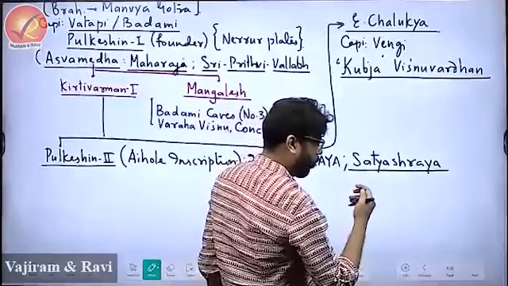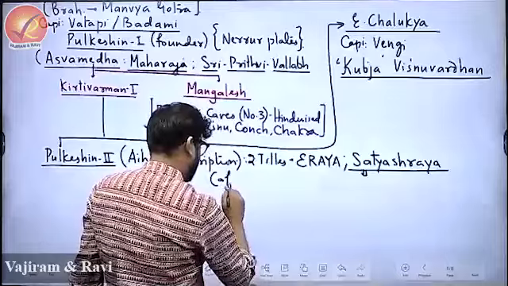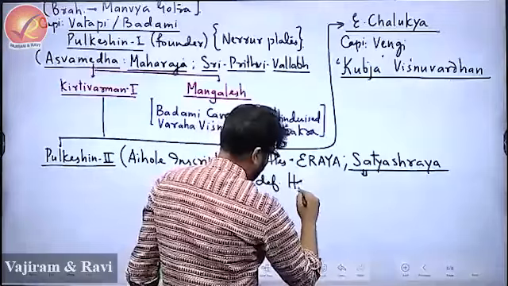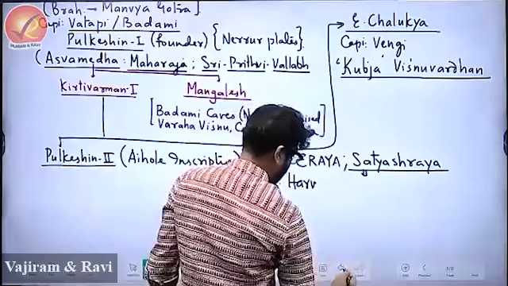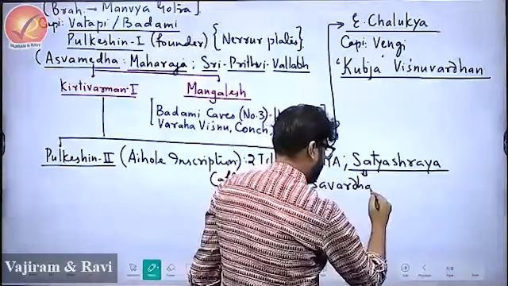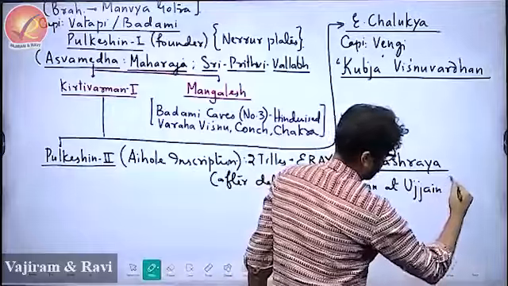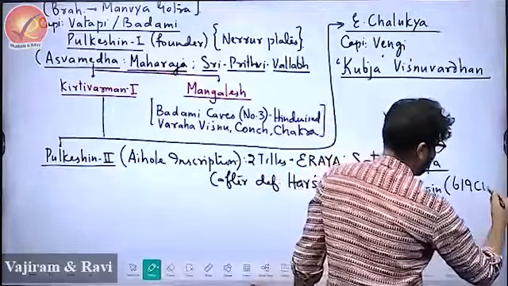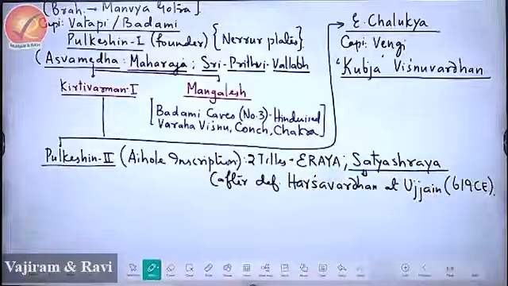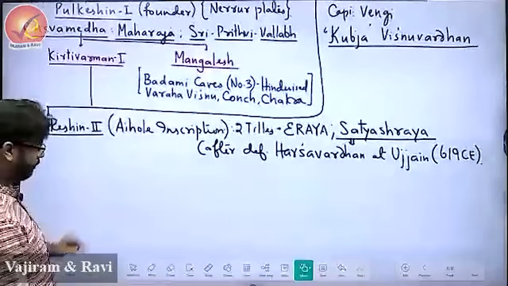Satyashraya, upholder of truth. He takes this title after defeating Harshavardhan, the North Indian ruler, at Ujjain in 619 CE. He defeated them. Pulkeshin, a very intelligent man.